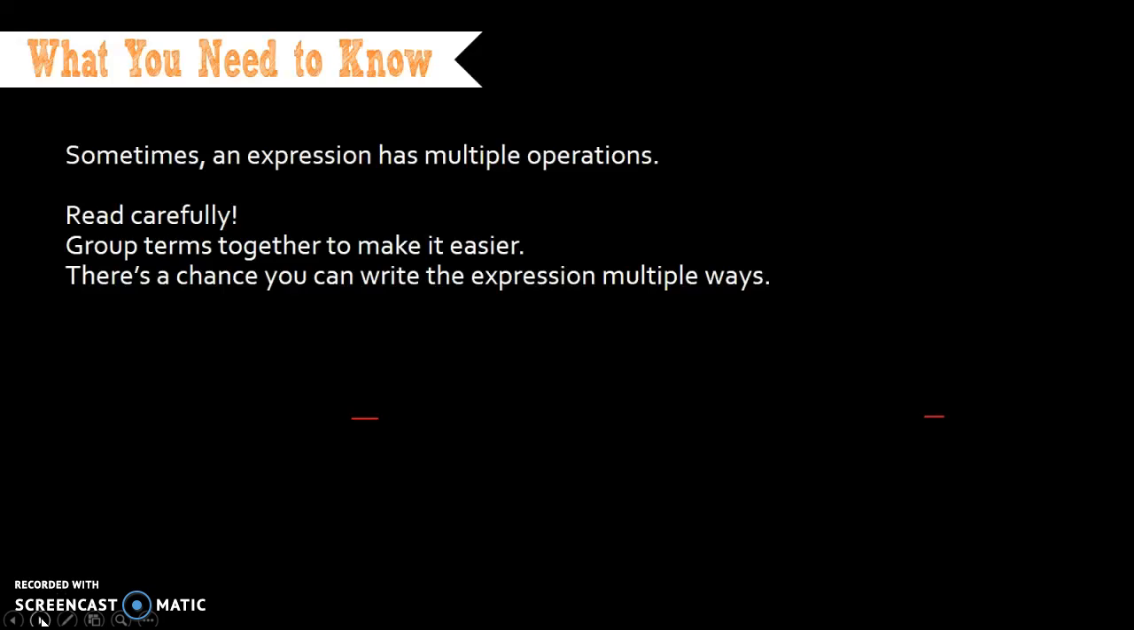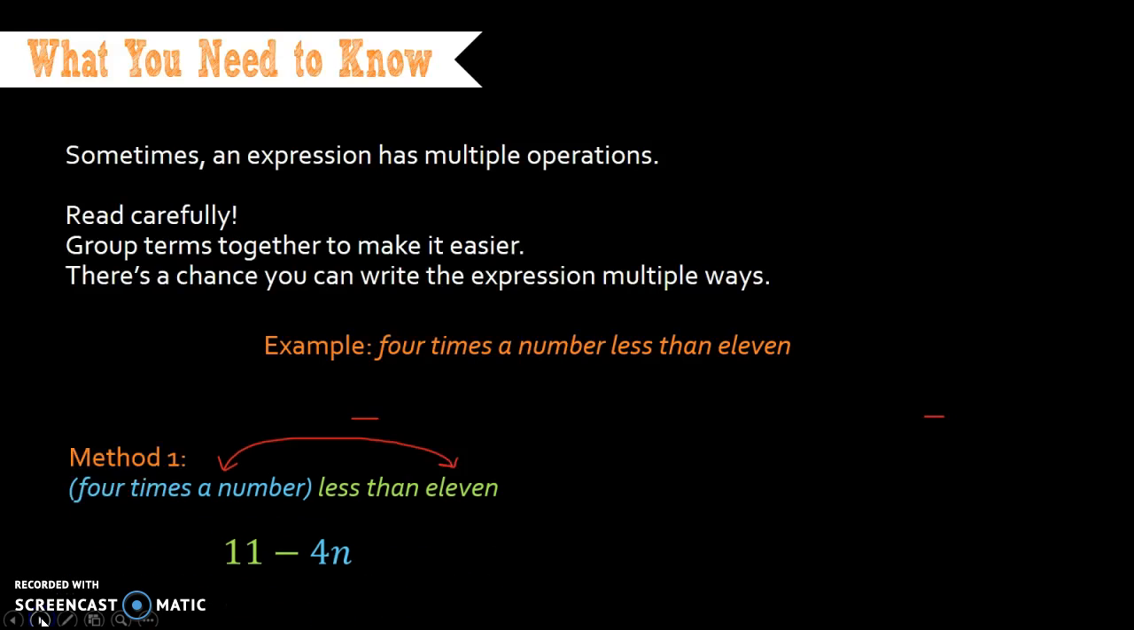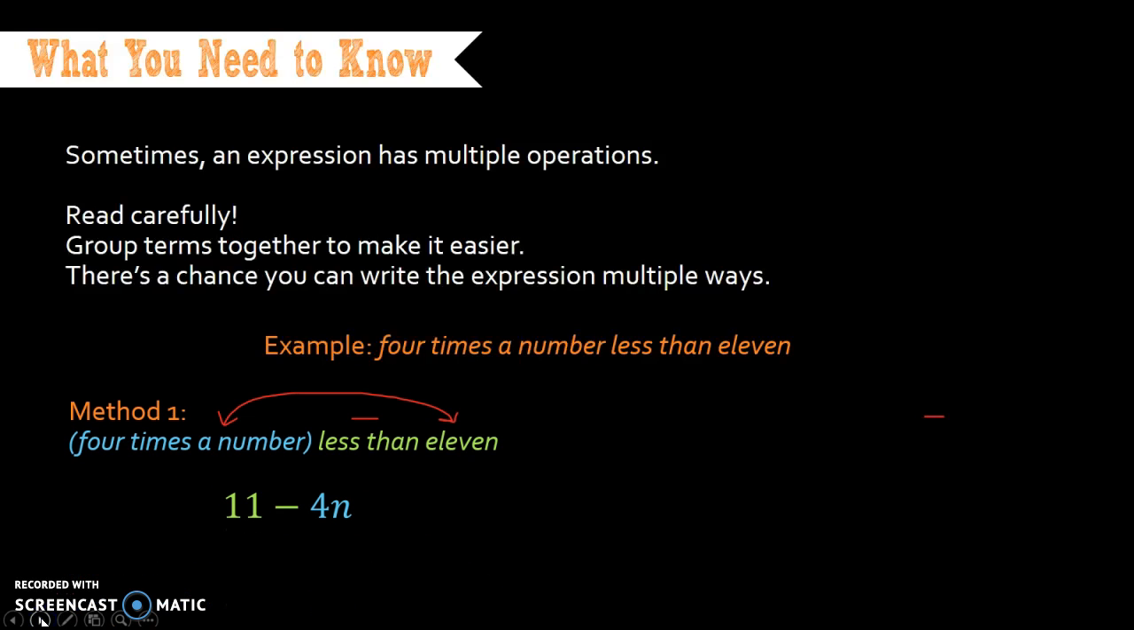There is a chance that you can write an expression multiple ways. Here's an example. 4 times a number less than 11. Here's one way that we could write that. 4 times a number could be grouped together, 4 times n. 4 times a number less than 11 means that I'm going to be subtracting 4n from 11.